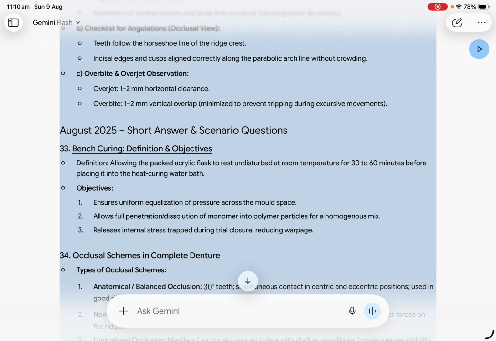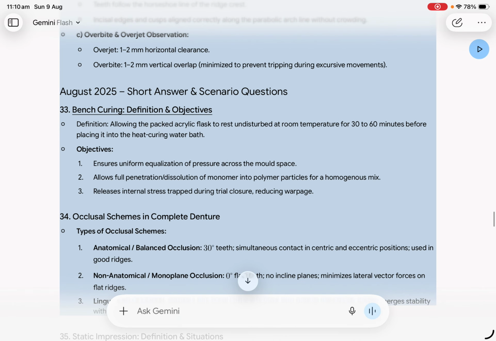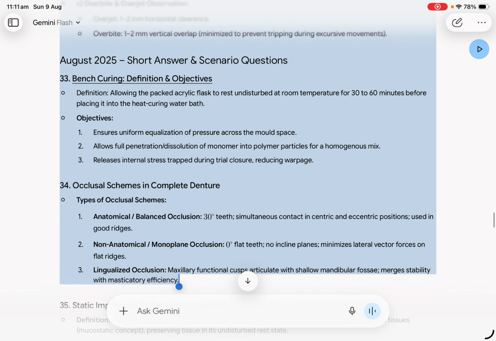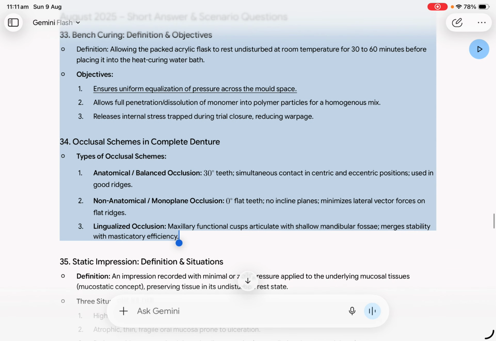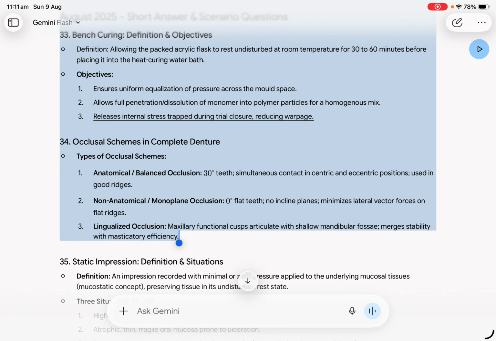33. Bench curing. Definition and objectives. Definition: allowing the packed acrylic flask to rest undisturbed at room temperature for 30 to 60 minutes before placing it into the heat-curing water bath. Objectives: 1. Ensures uniform equalization of pressure across the mold space. 2. Allows full penetration and dissolution of monomer into polymer particles for a homogeneous mix. 3. Releases internal stress trapped during trial closure, reducing warpage.